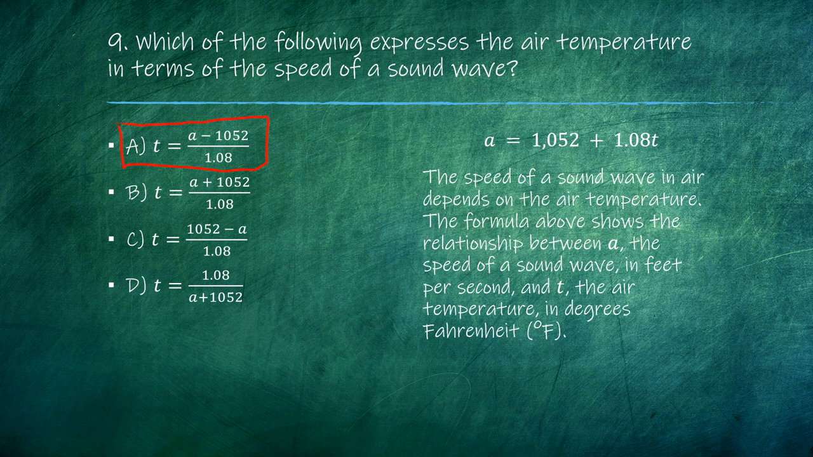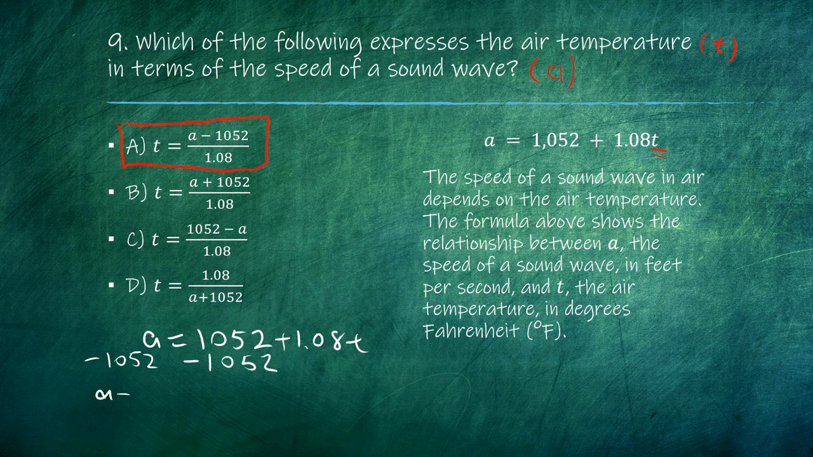So what this question is asking you is to express air temperature, which has a variable T, in terms of the speed of the sound wave, which has a variable A. So basically it's asking you to solve for T in terms of A. A is equal to 1052 plus 1.08t. To solve for t, we want to move everything to the other side. So let's move this 1052 to the other side first. So we have A minus 1052, this cancels, is equal to 1.08t. So divide both sides by 1.08, this cancels, so t is equal to this, which is our answer.